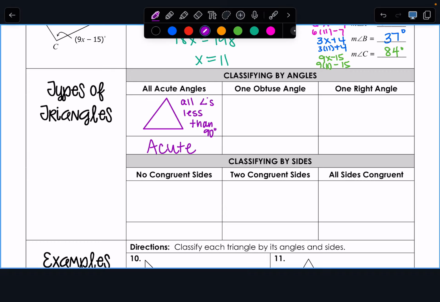An obtuse angle would then be an angle more than 90. So if we have an obtuse angle, that's not obtuse, is it? One angle is more than 90, because if I have two angles more than 90, I cannot make a triangle. If I have one angle that's more than 90, we have an obtuse triangle.